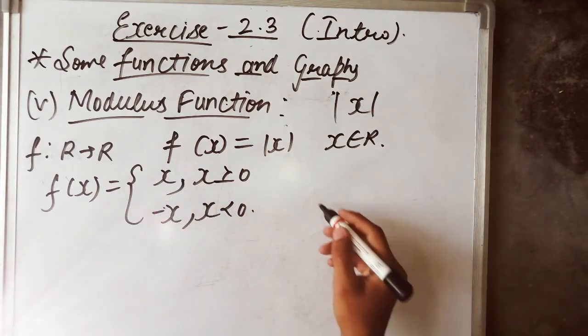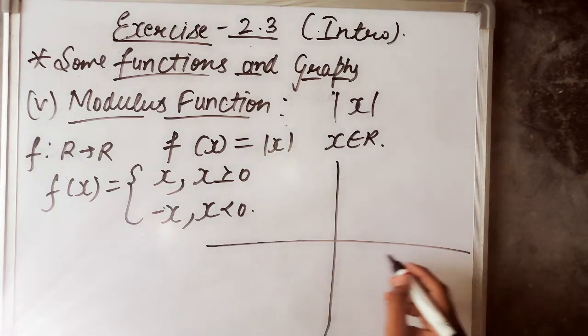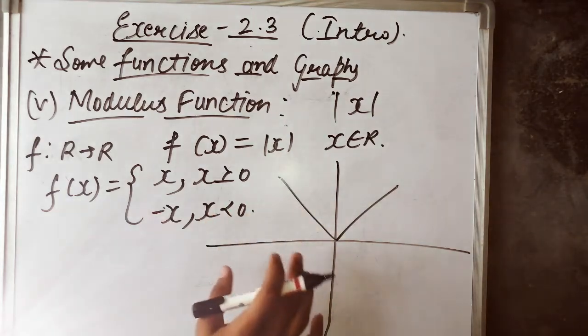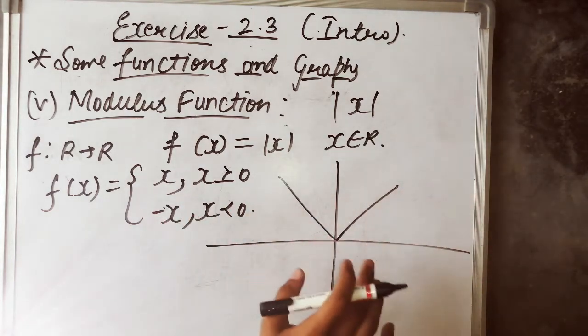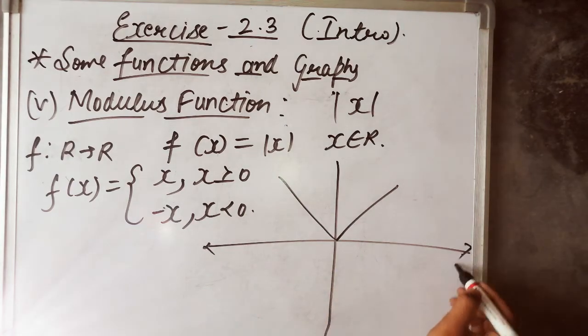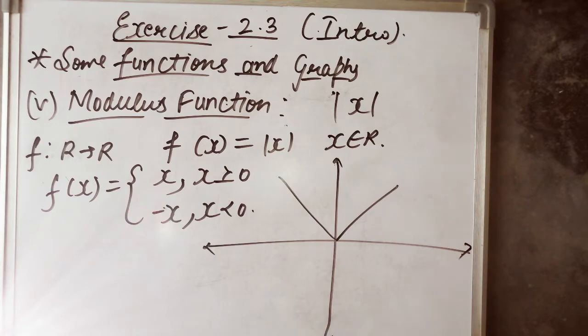And the graph of this function is drawn like this. The value starts from the minus and goes to the positive. I'm not writing the values here because it takes a little bit of time.